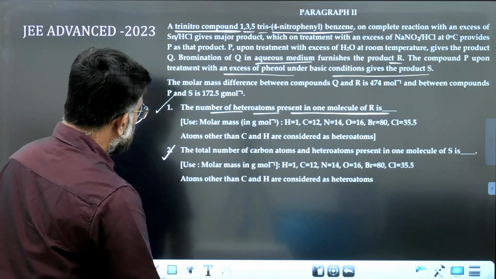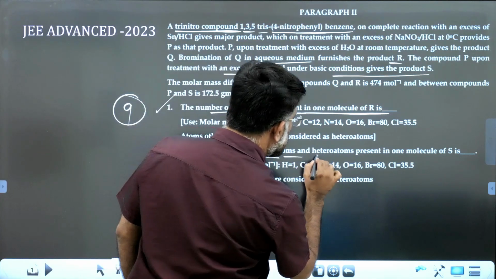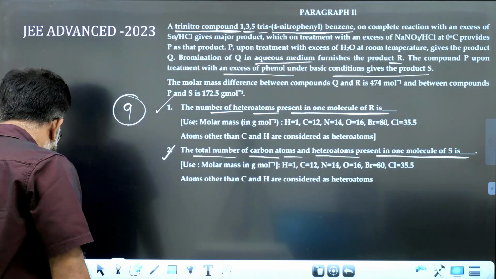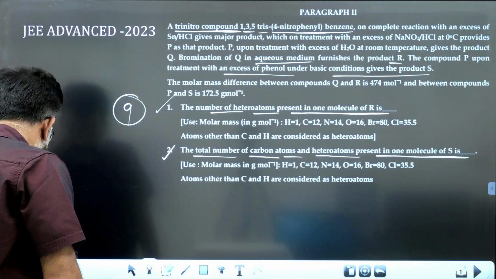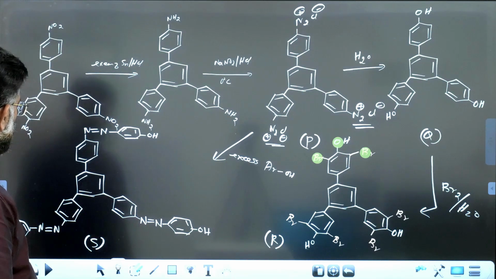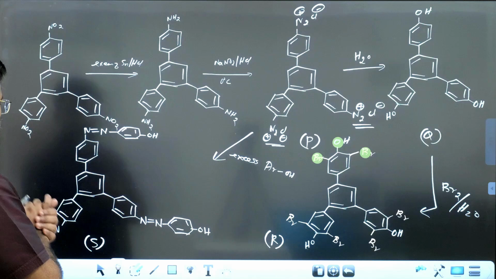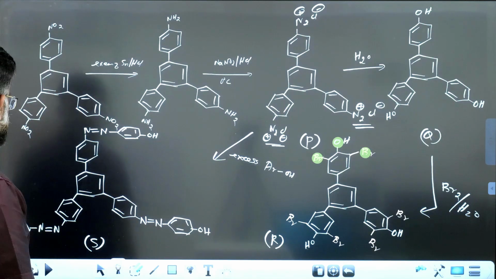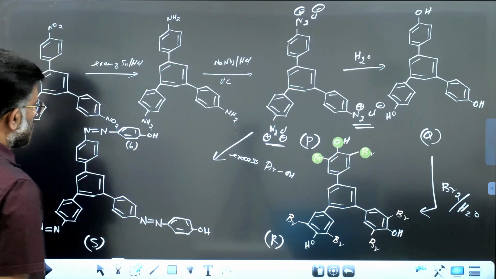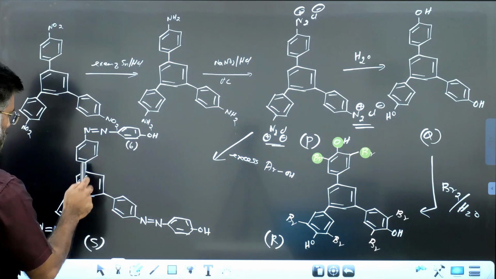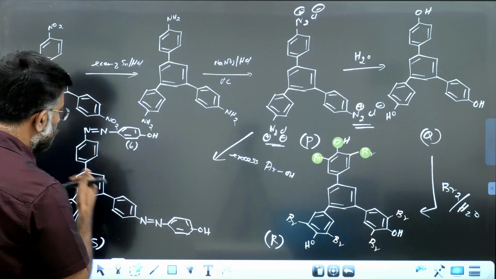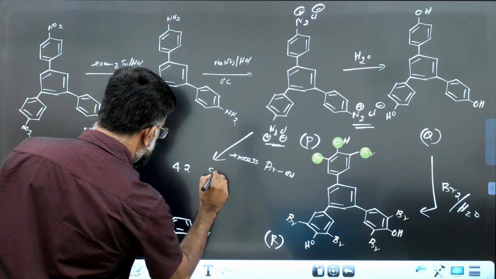Second question. The total number of carbon atoms and heteroatoms present in one molecule of S. We are talking about S. This is S. We want to know how many heteroatoms and how many carbon atoms. Carbon atoms are available in the ring, right? This contains 6 carbon atoms. So it is 1, 2, 3, 4, 5, 6, 7.